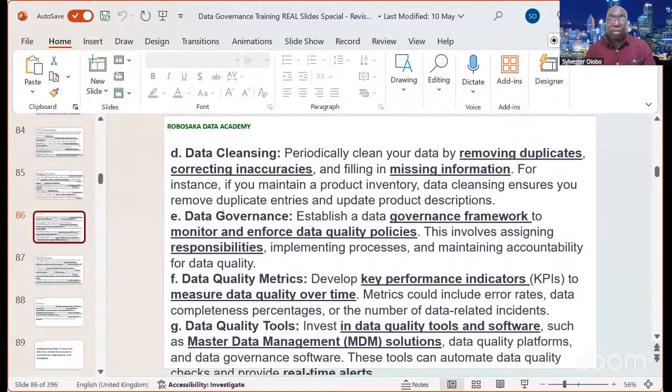So we have data governance. This is about establishing a data governance framework to monitor and enforce data quality policies. The other time I mentioned something with respect to monitoring, validation and automation. Automation is part of monitoring as well, because if anything is wrong, the software will alert you that this needs to be done and fixed.